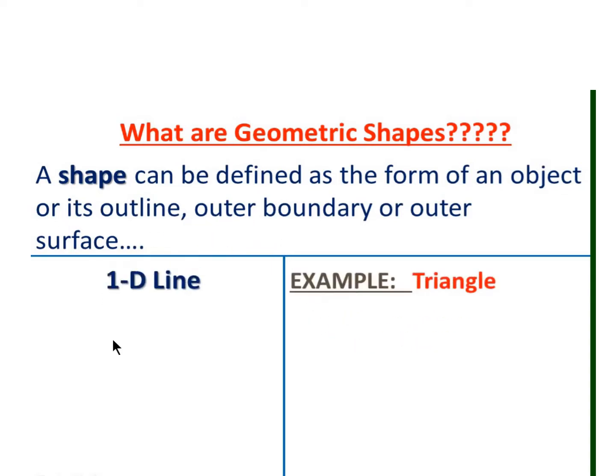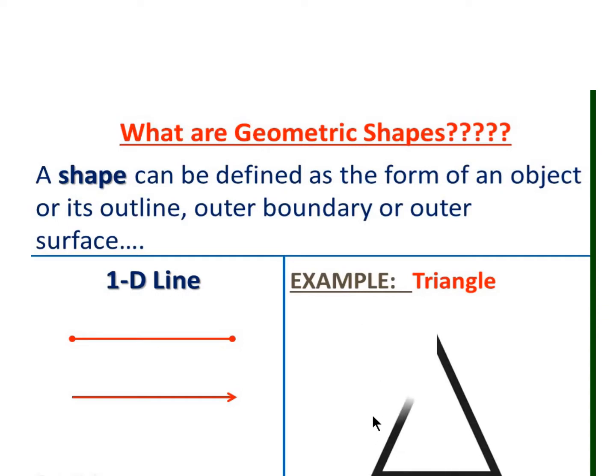See, I will show you some examples. Can you tell me what is this? Yes, you can also see, this is a line. This is also an arrow, but this has only one measurement. We can measure this line only. It has only length, so we can call this a 1D line. So what is this? Yes, this is a triangle.